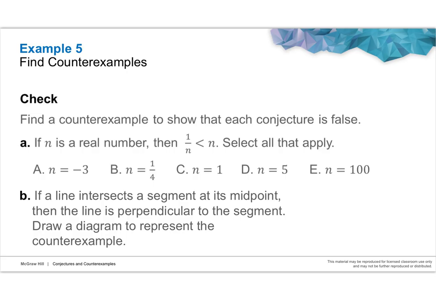Okay, for our last check of our video here, take a pause. We're on page 156, and you're asked to find a counterexample to show that each of these conjectures is false. Part A says if n is a real number, then 1 over n is less than n. And then we're given some counterexamples and selecting those that would be counterexamples to that conjecture. And then for part B, if a line intersects a segment at its midpoint, then the line is perpendicular to the segment. And this time, as before, we're asked to draw a diagram to represent the counterexample.